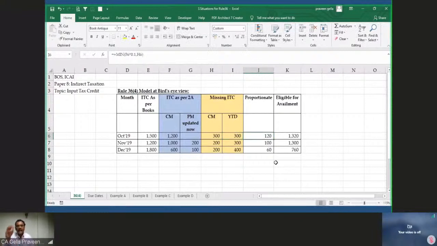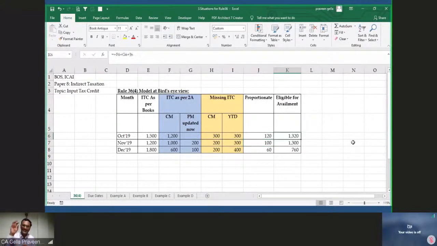Now, as per the law, proportionate credit, they say, look, you have purchased 1500, 1200 is appearing, 300 is missing. The question here is how much I can take. The answer: the minimum of 10% of the 1200 which is appearing on the portal, or the missing amount which is in your column H. Whichever is minimum, that is what I can take. So 10% of 1200 is 120, missing on 2A is 300. Minimum of 120 and 300, if I apply the formula, I get a result of 120.